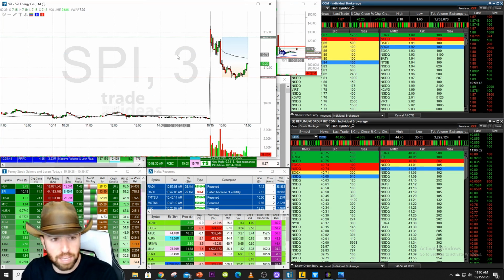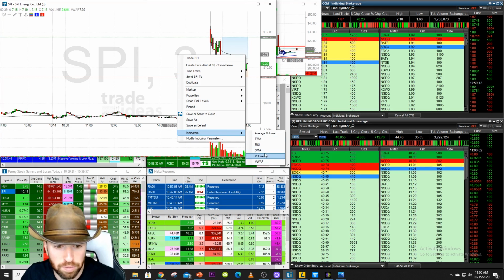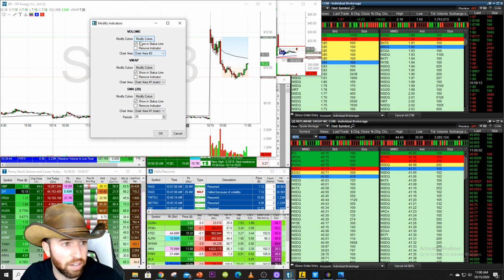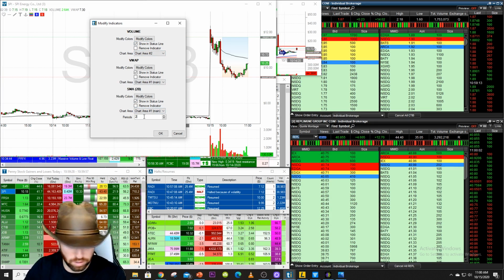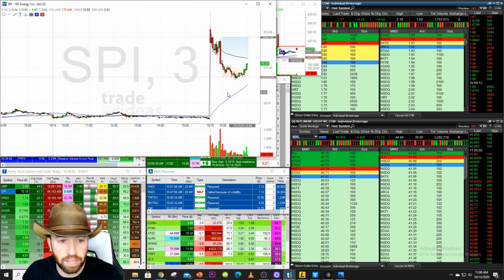So let's just go over to SPY right here. We're going to do a little example and add some of these indicators. We have volume, and let's go with periods. We'll go with the 50-day moving average right here. So we're going to add the 50-day moving average. There it is right there.